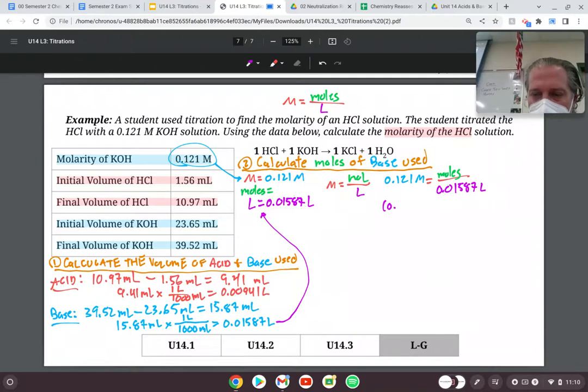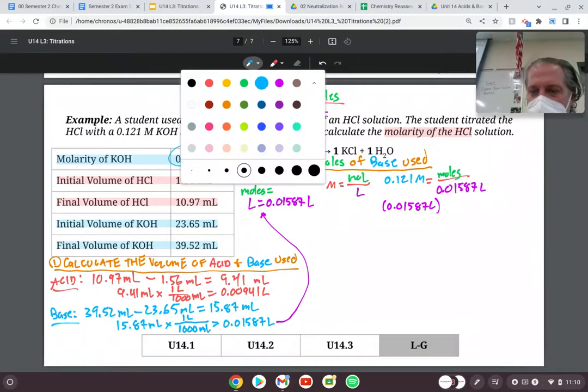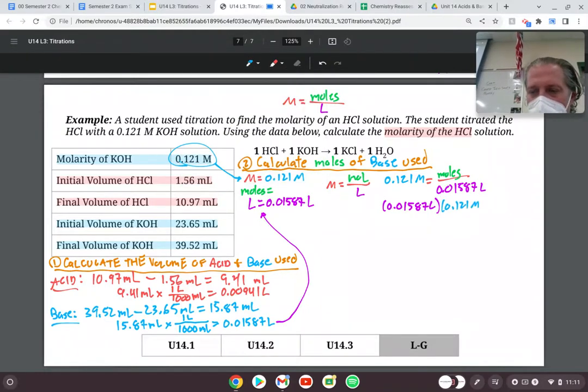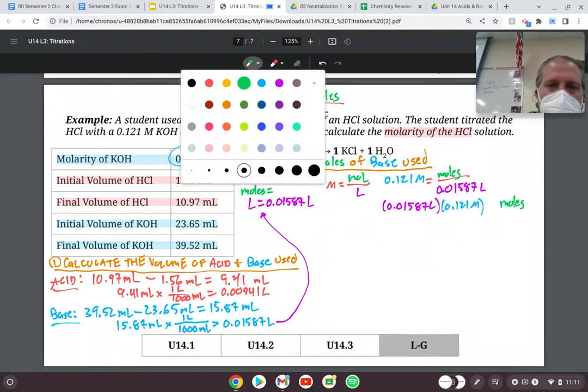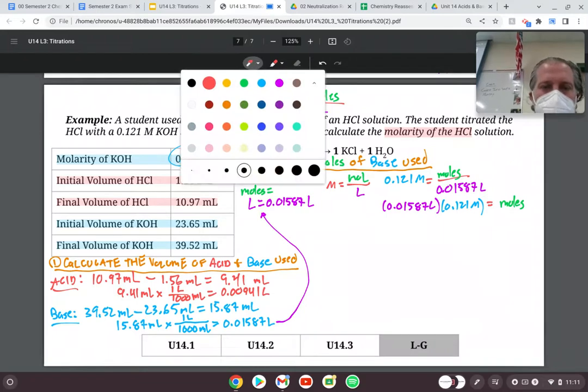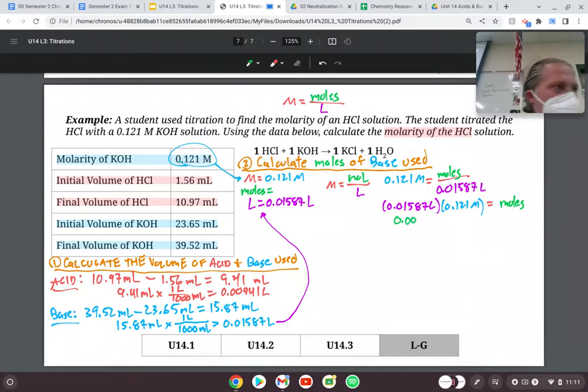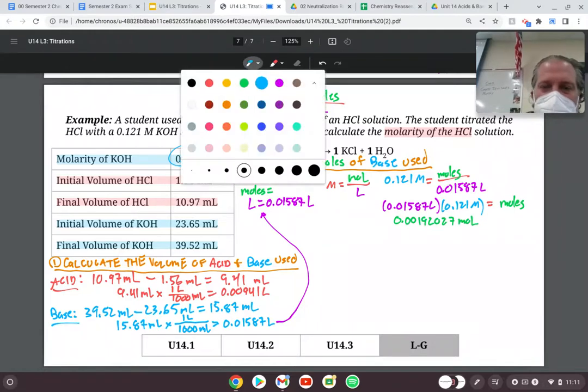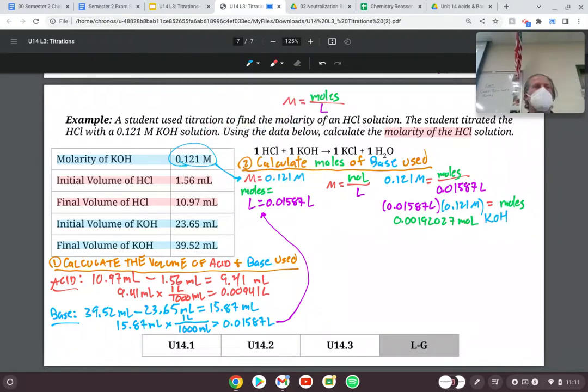So that's going to be 0.01587 liters times 0.121 molar. And that's going to, when we set that equal to moles, so when I plug that into my calculator, gives me a value of 0.00192027 moles of my base, which in this case is KOH.